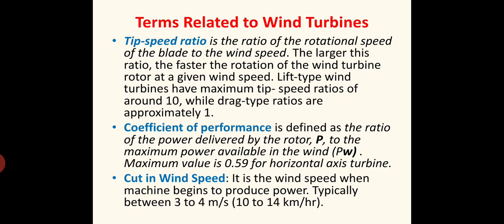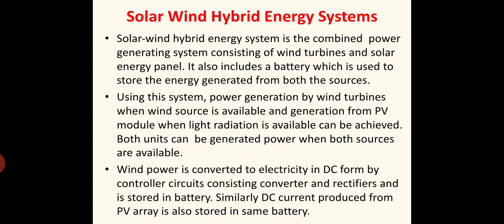Now coming to the other terms, cut in wind speed. It is the wind speed when the machine begins to produce the power. So usually at low speeds the machines will not start. Once the wind velocity reaches an optimum value, I have already told 3 to 4 meter per second is the minimum velocity required. At that speed only the wind turbine will start. So it is the wind speed when the turbine begins to produce the power, typically between 3 to 4 meter per second, that is 10 to 14 kilometer per hour. That is the cut in wind speed.